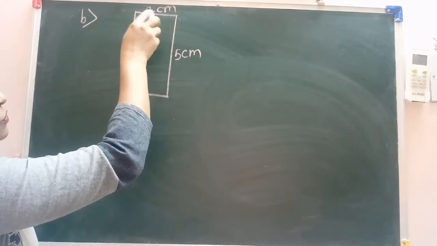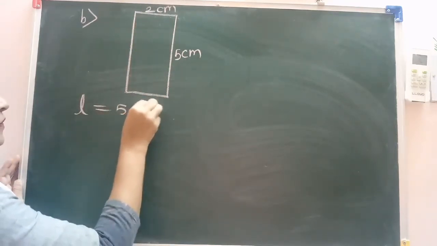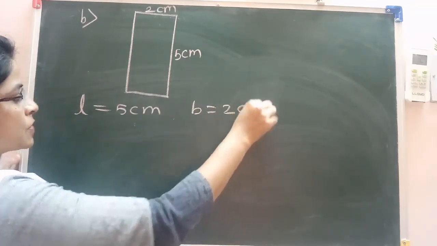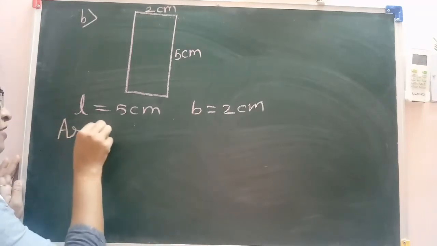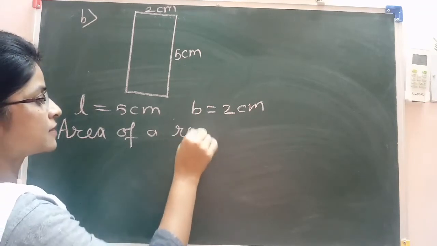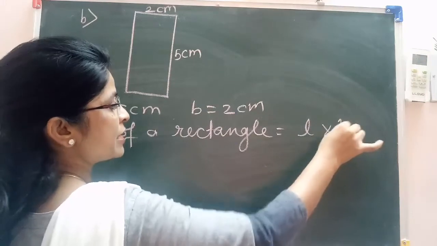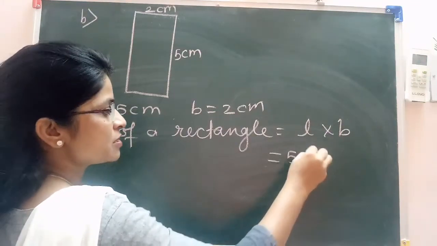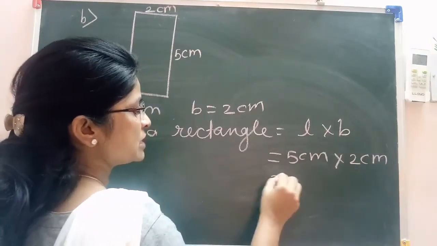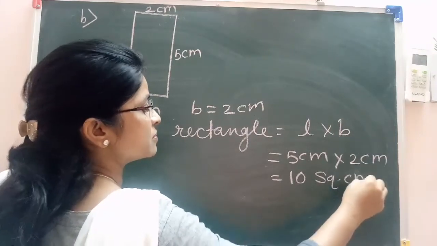A figure is given whose breadth is 2 cm and length is 5 cm, which is rectangular in shape. So we have to find the area. For that we will use the formula for the area of a rectangle. Again, L multiplied by B, where L is the length, which is given as 5 cm, and B is the breadth, which is 2 cm. So this will be 10 cm multiplied by cm, which becomes square centimeter.